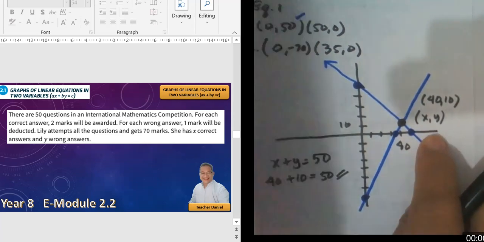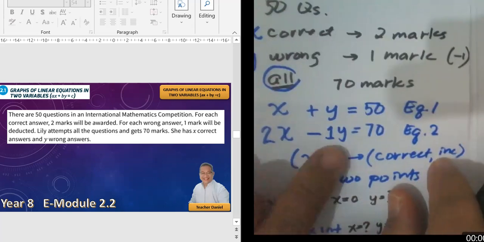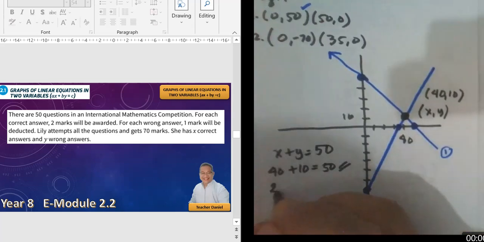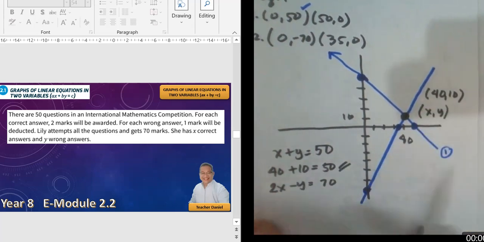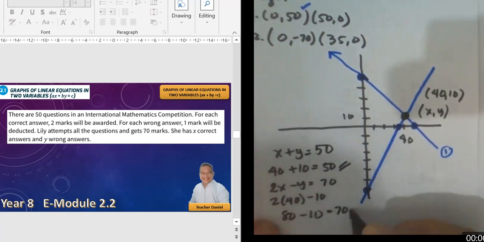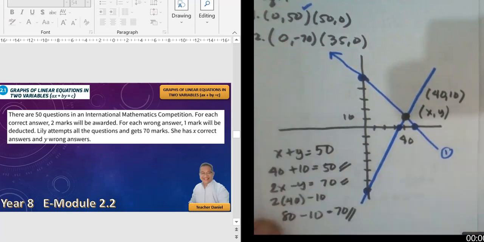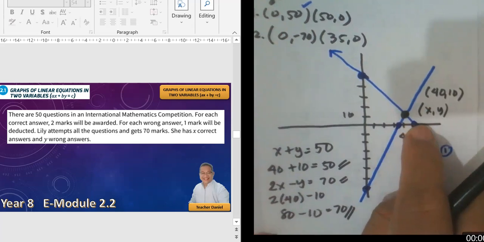So let's try to check with the second one. 2x minus y is equal to 70. This is our second equation. When we plug in this one there, will it give you 70? We will check. 2 times 40 minus 10. That is 80 minus 10. That is 70, which is correct with our equation number 2. So therefore, this is really the solution that we are looking for.